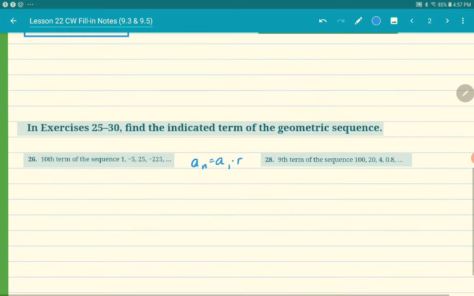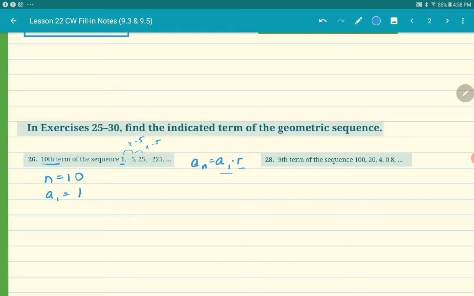So I need n, a1, and r. So here the n, we want the 10th term, so n is 10. And then the a1 is the first term of the sequence, which here is 1. And r is the ratio, so going from 1 to -5, I multiply by -5. Going from -5 to 25, I multiply by -5. Or you can always use that ratio, -5 over 1, or 25 over -5. And you can find that the common ratio is -5.